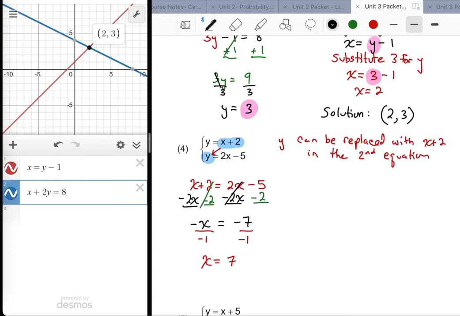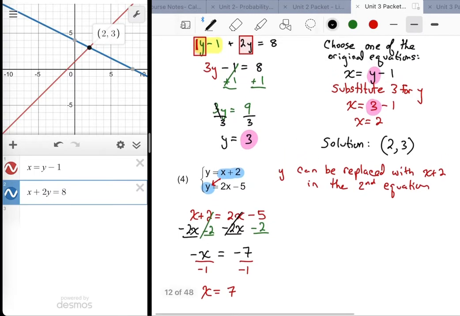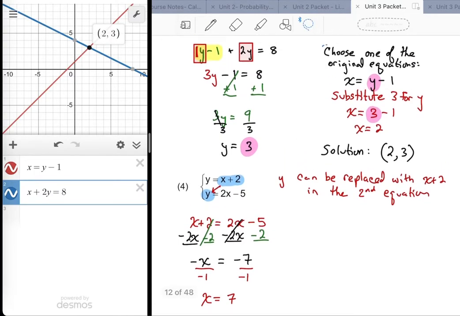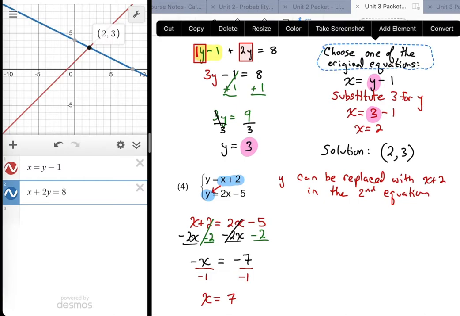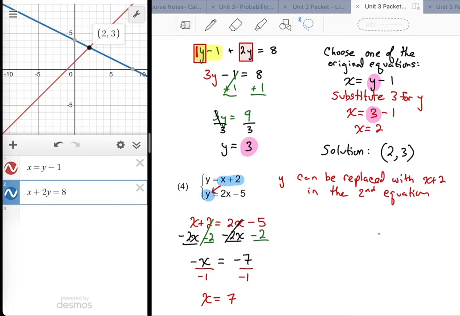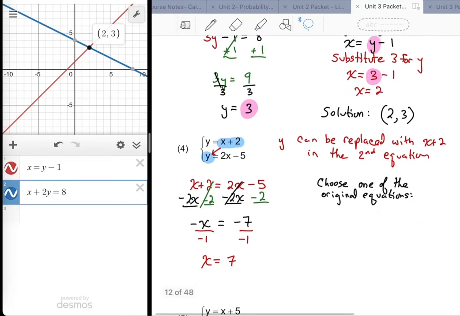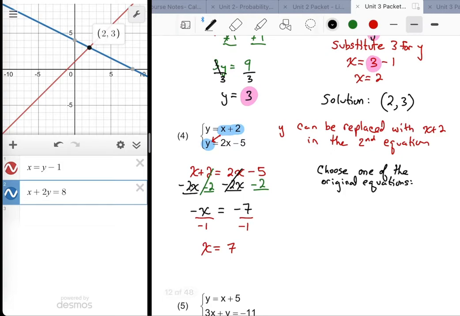Now what we're going to do is choose one of the two original equations. All right, just what I said up here. Choose one of the two original equations, whichever one you deem to be simpler to work with. All right, so I'm going to take the first one. It looks a little easier. So y is equal to x plus 2. So y would be equal to 7 plus 2, which makes y equal to 9.